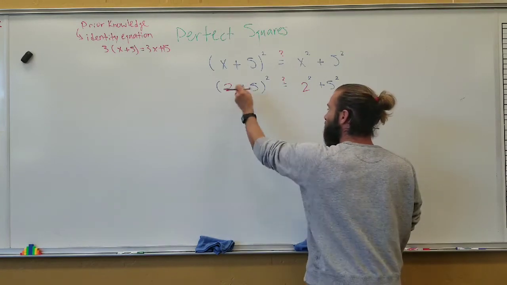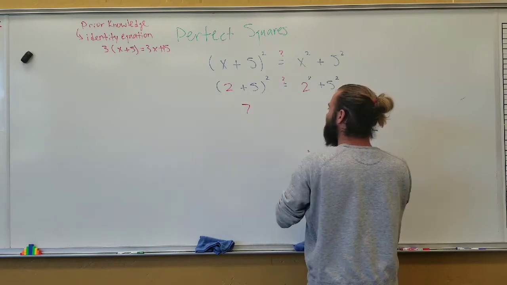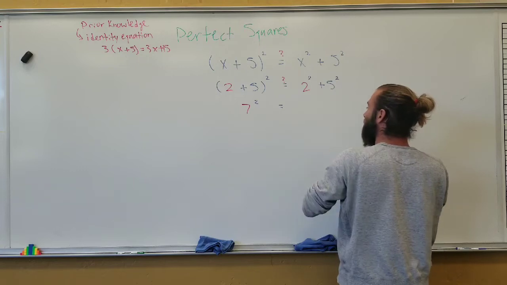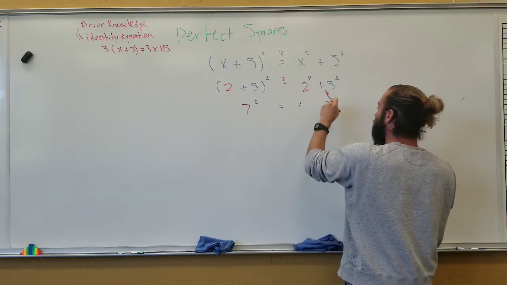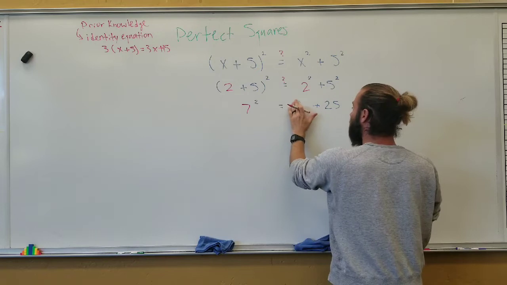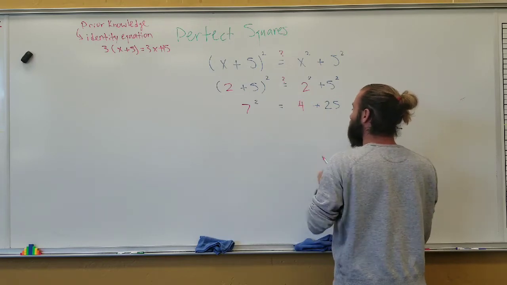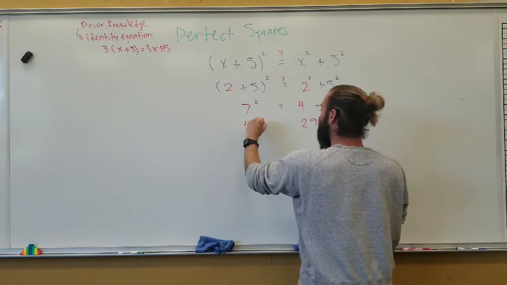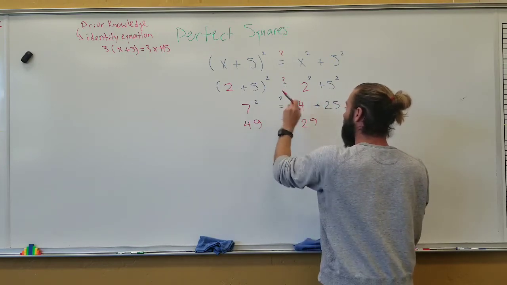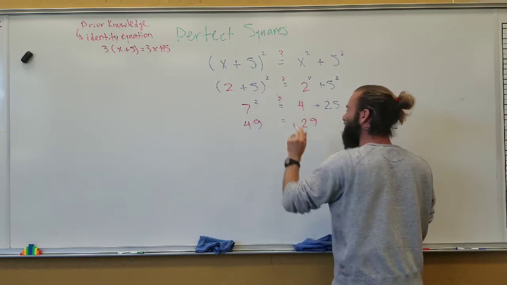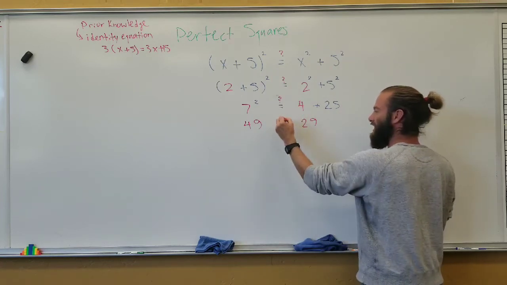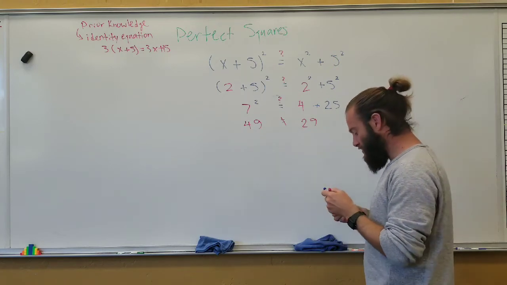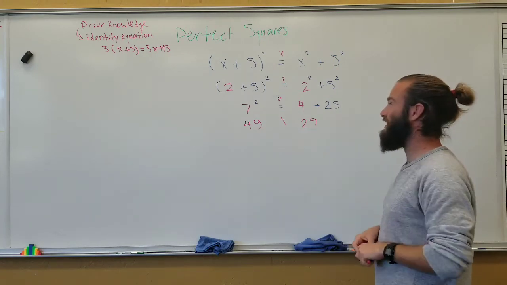And again, watch this. 2 plus 5 ends up being 7 squared. And this ends up being 4 plus 25, which gives me 29 and 49. And I still have my question mark all the way to the end, but carefully look at that and we can clearly see that's a not equal, right? So plugging numbers in is a really important way to test things out.